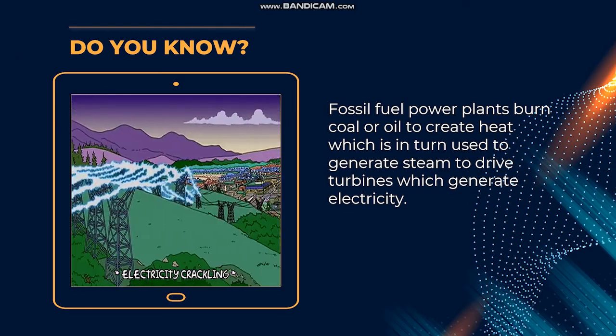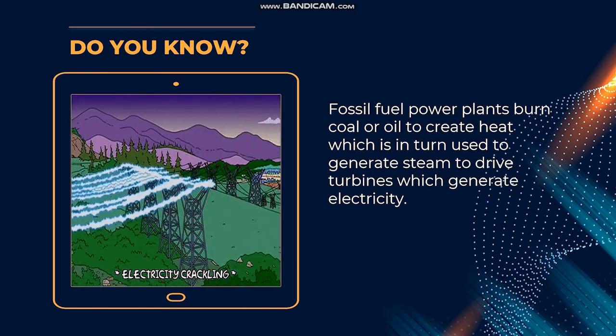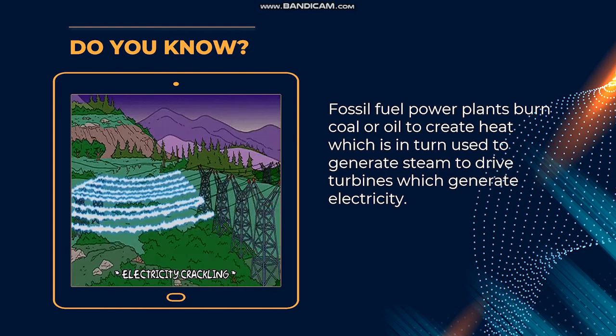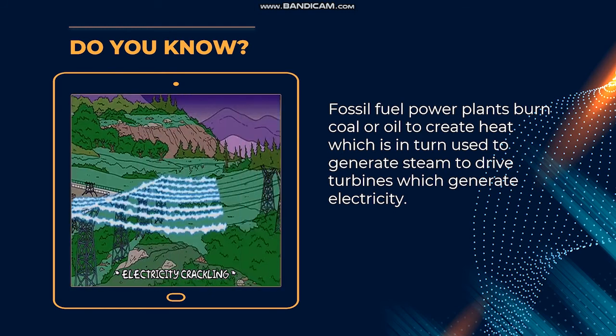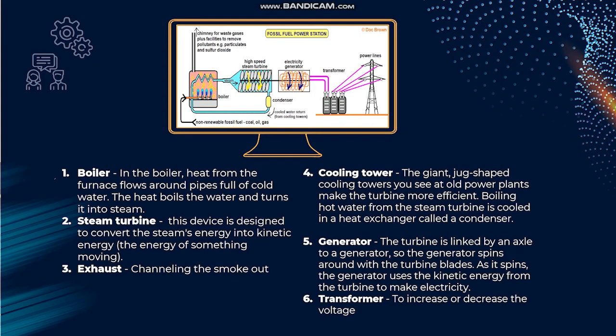Do you know fossil fuel power plants burn coal or oil to create heat, which is in turn used to generate steam to drive turbines which generate electricity. So here is a diagram of oil-fired power generation, which is also known as fossil fuel power station. Here I'm going to explain the components that are involved in a fossil fuel power station.